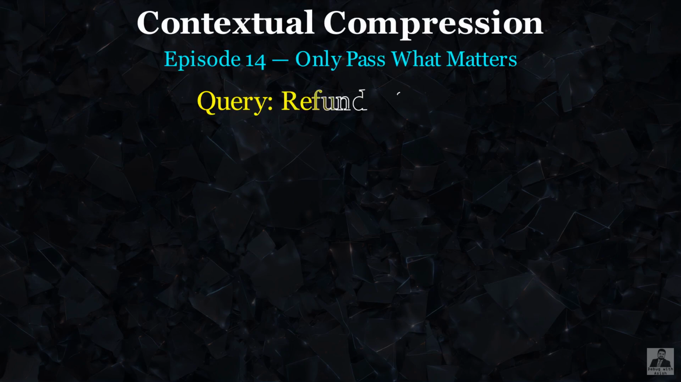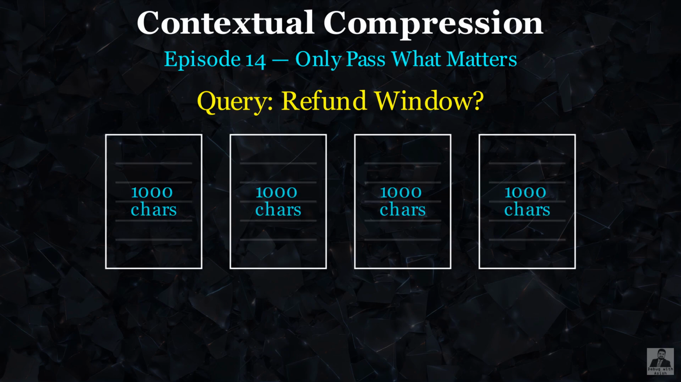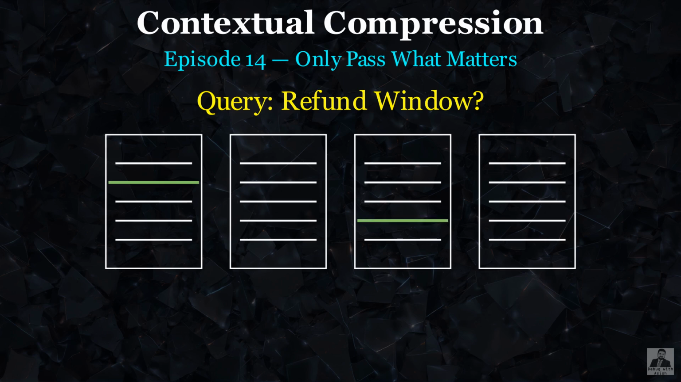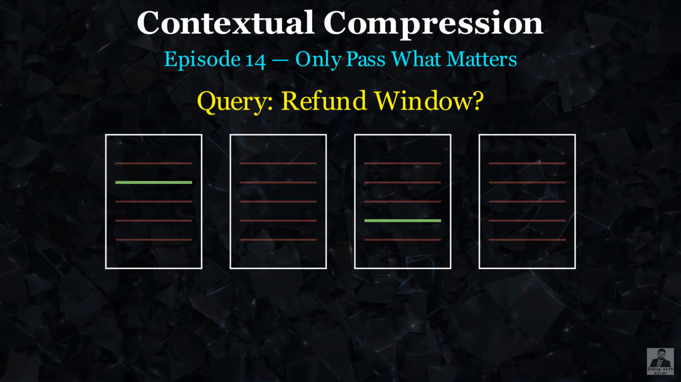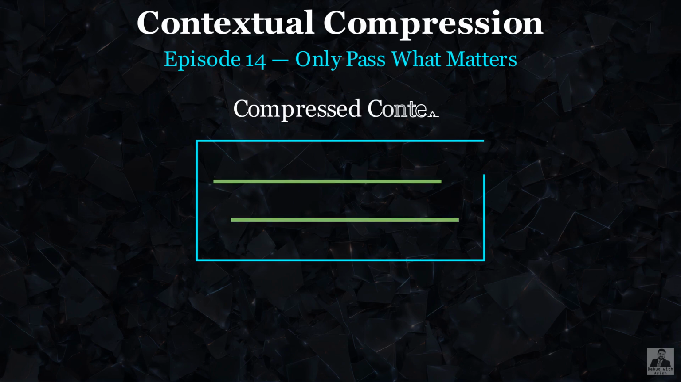You retrieve 4 chunks to answer a question about the refund window. Each chunk is 1,000 characters long, but the actual answer is contained in 2 sentences scattered across those 4 chunks. The remaining 3,000 characters is background noise the language model has to read through and ignore. Contextual compression solves this by extracting only the relevant sentences from each chunk before the language model ever sees them.